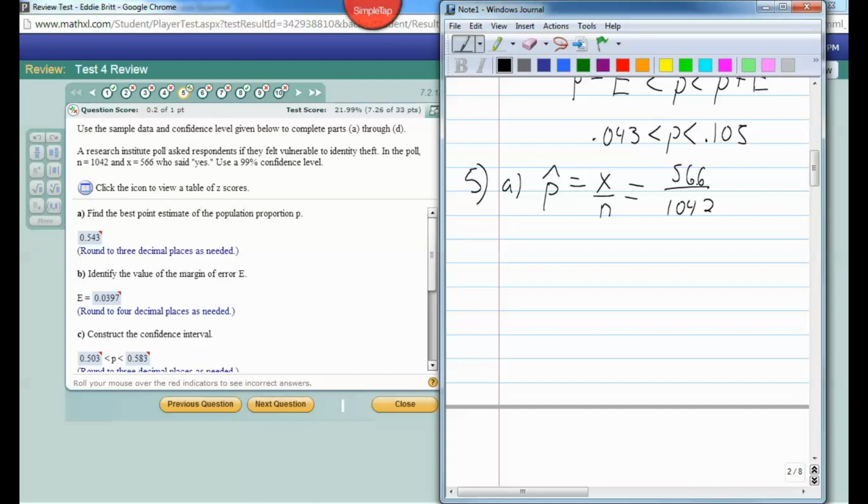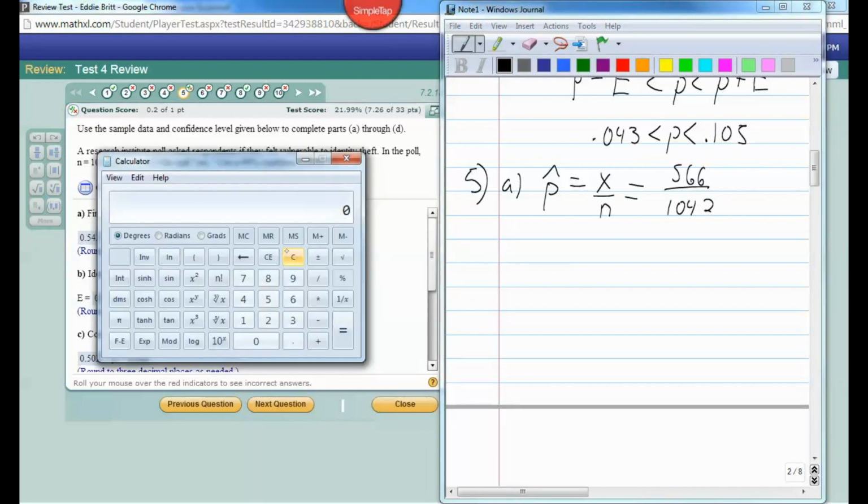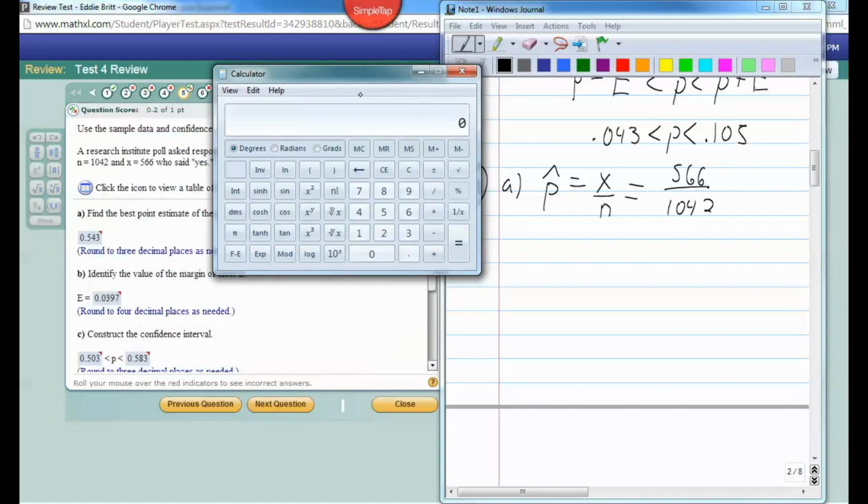So p hat is 566 divided by 1042. The answer says round to 3 decimal places, so let me show you how to get that answer. 566 divided by 1042, and if you round to 3 places, 0.543. That's your answer.